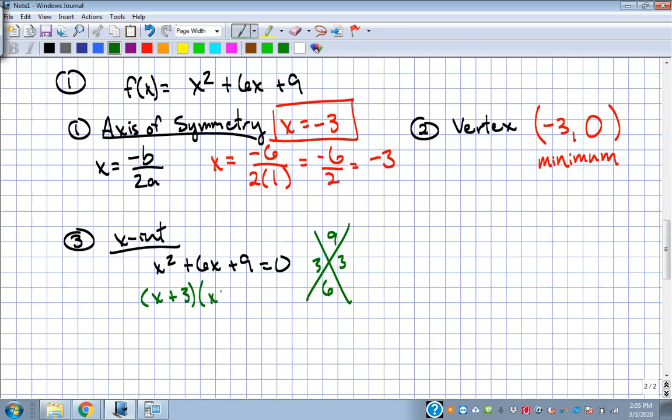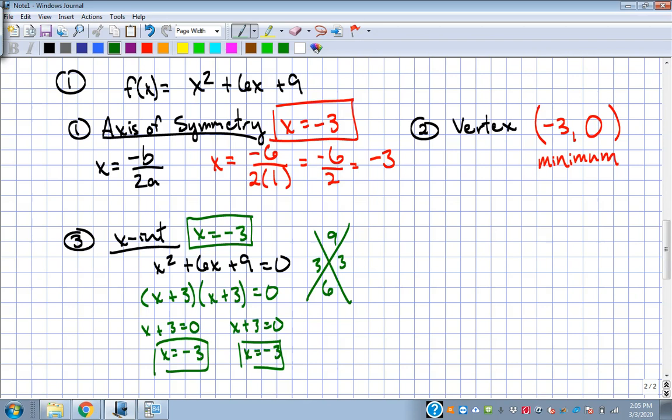So I like to use it when it does work because I'm fast at it. If you're not great at factoring, but you're pretty good at the quadratic formula, maybe that's the way you want to find your x-intercepts, which I'm fine with. Either way, doesn't matter. Okay, and then we get x plus 3 equals 0, x plus 3 equals 0. We get a repeated solution there, that x equals -3.